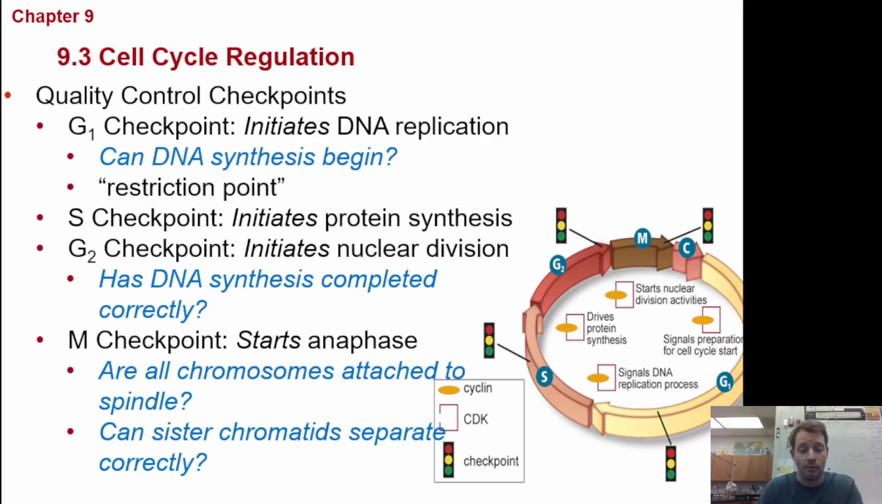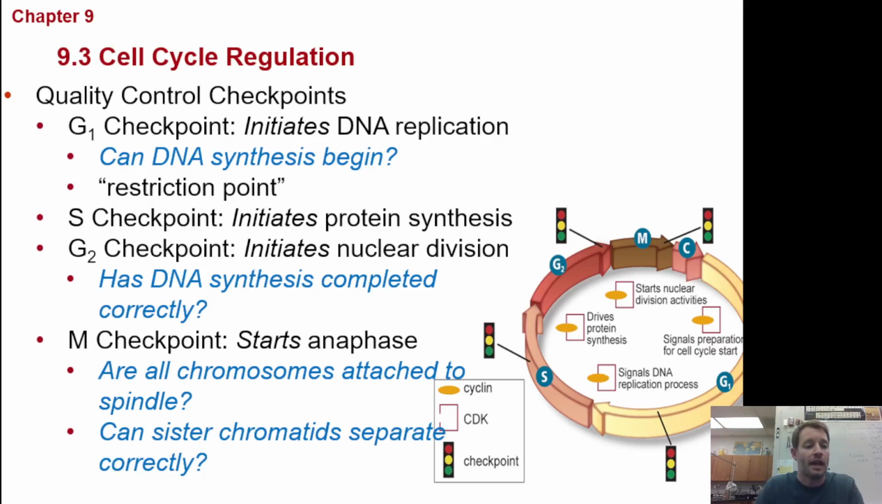There's the G1 checkpoint, named the G1 checkpoint because it takes place during G1, and this initiates the DNA replication. So it asks, can the DNA synthesis begin at this point? And this is one of the most significant points along the way. Therefore, it's dubbed the restriction point. It can either restrict a cell and arrest it from going and replicating, or it can allow it to pass and move on to the synthesis stage, where it can start creating the DNA, replicating the DNA.